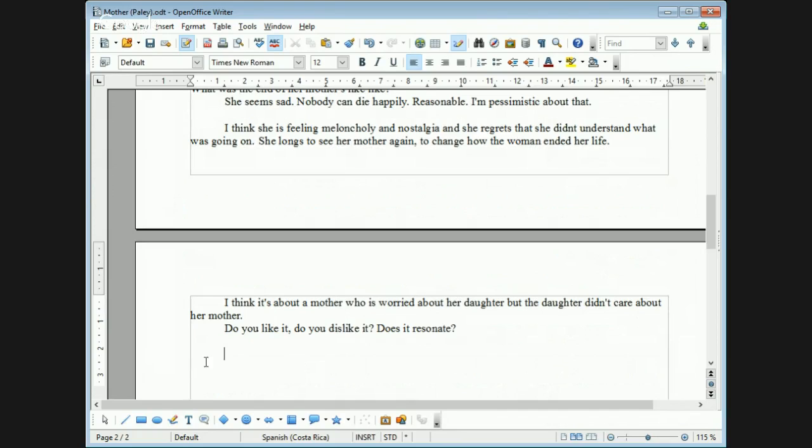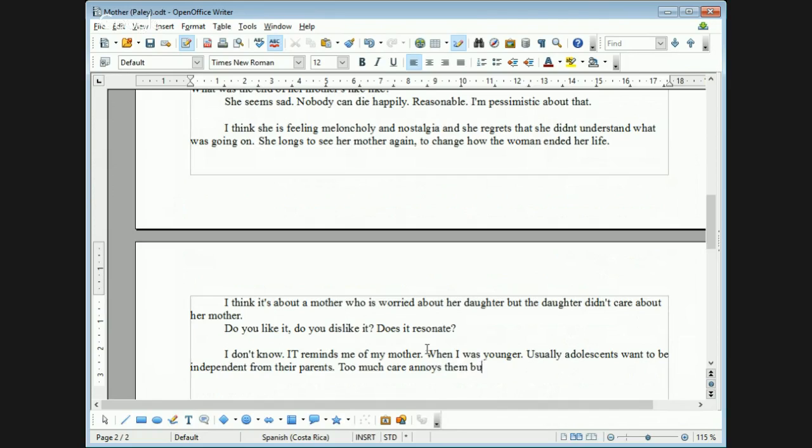What about you, Ken? Did you like the story? Did it make sense to you? Did you really understand it or not? Maybe I don't follow the story exactly, but it reminds me of my relationship with my mother when I was younger. Maybe in adolescent days, youngsters want to be independent from their parents, so too much care annoys them, but after that they notice their love. It's a kind of usual pattern, maybe happening in many families. Probably a normal pattern that happens a lot.